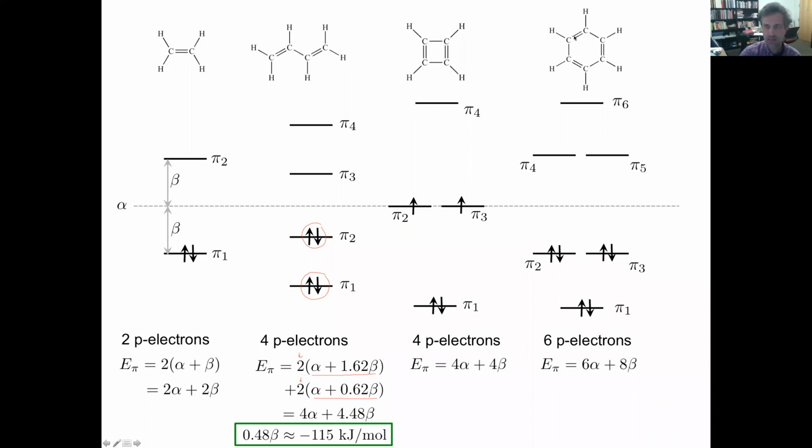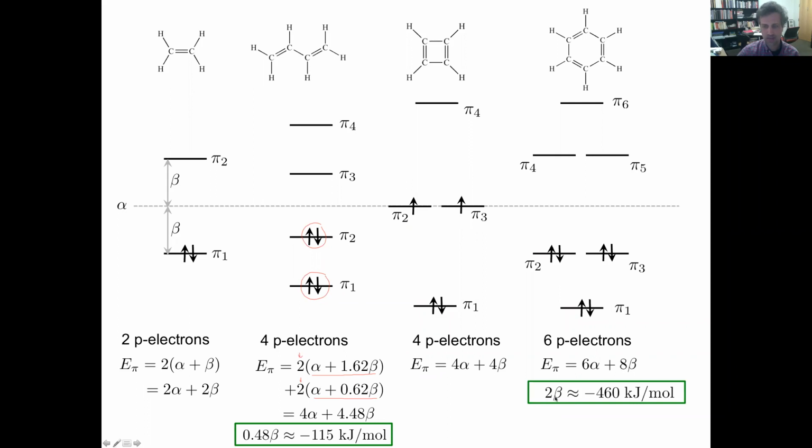If I just look at this picture, it looks like I have 3 pi bonds. 3 pi bonds would give me 3 times this value here of ethene. That will be 3 times 2 alpha plus 3 times 2 beta. That will be 6 alpha plus 6 beta. But I find 8 beta, so I have 2 beta stabilization energy.